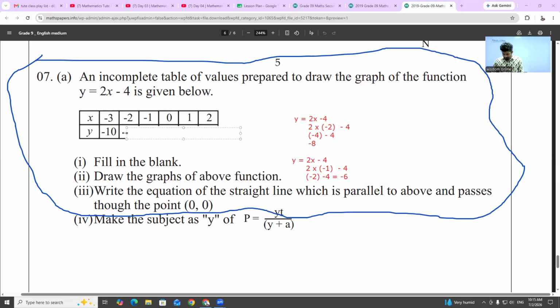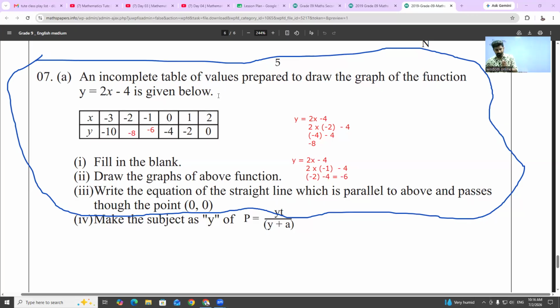Then what is the value here? Minus 8. Then what is the value here? Minus 6. Minus 8 and minus 6. Then you can draw the graph, right? Yes, let's quickly move to the graph, question number 2.